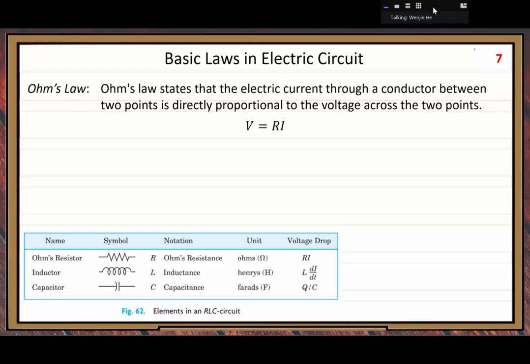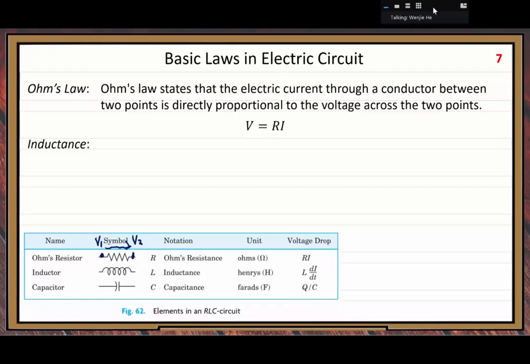Let's consider two points here. At this point, you have voltage V1, right? Then electric current goes through this resistor and reaches this point, V2. And there is a voltage drop between these two points. So that's the V part. V equals R, resistance, using ohms as the unit, times the electric current. That's the first one.